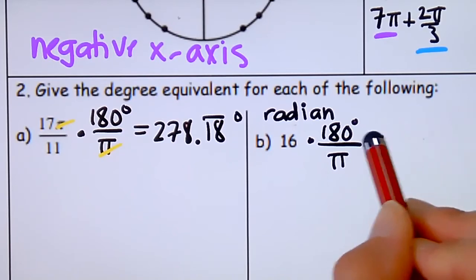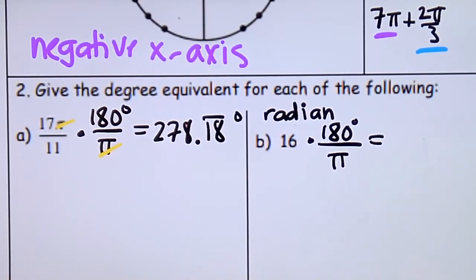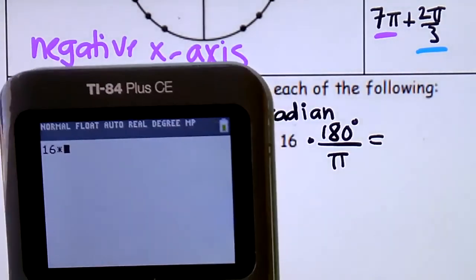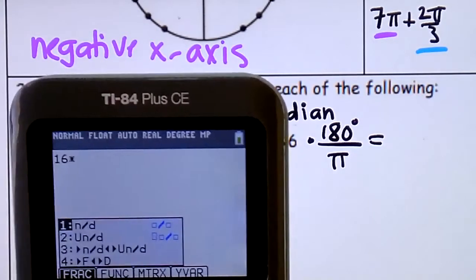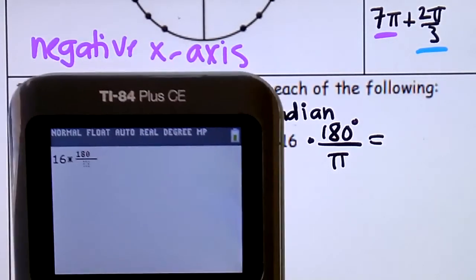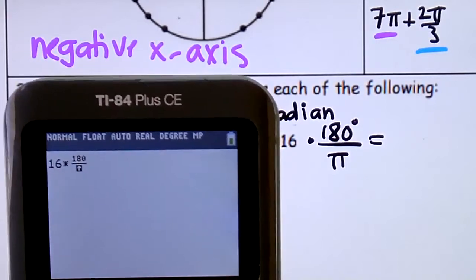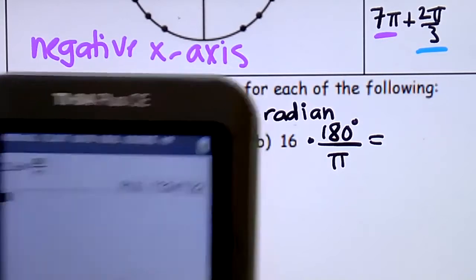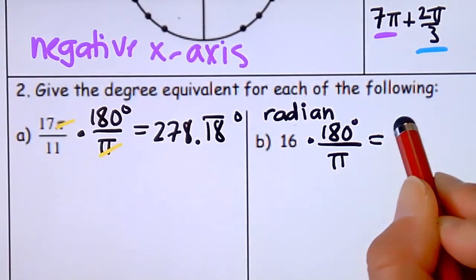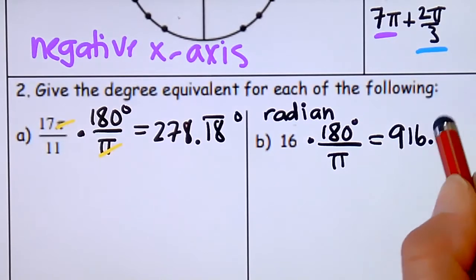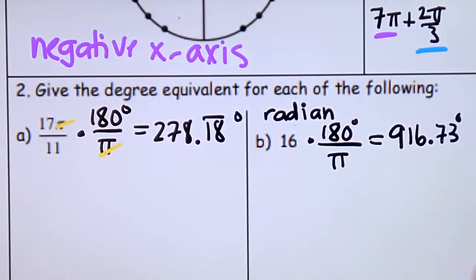Now this I'm just going to put into my calculator. Okay. So 16 times alpha y equal, and I get 180 over pi. And I get 916.73 degrees, about 916.73 degrees. I'm rounding. And that is your answer.